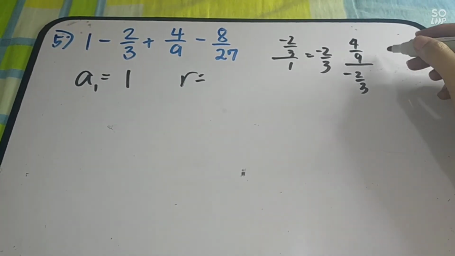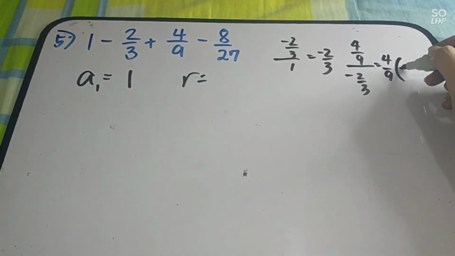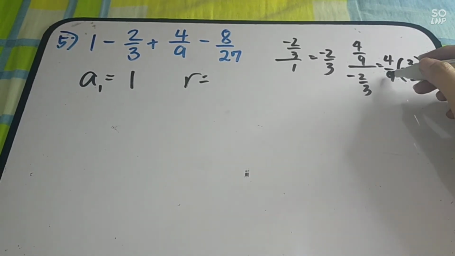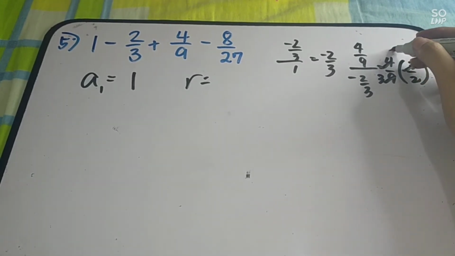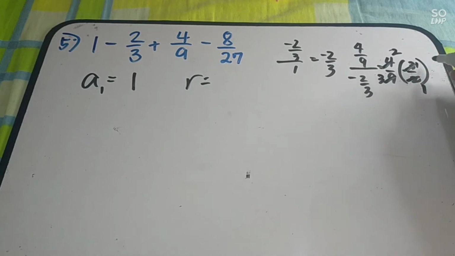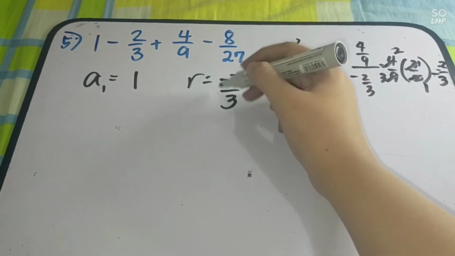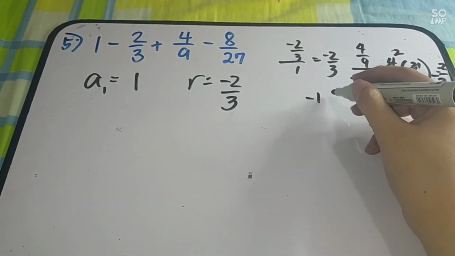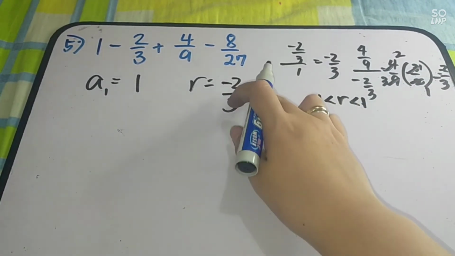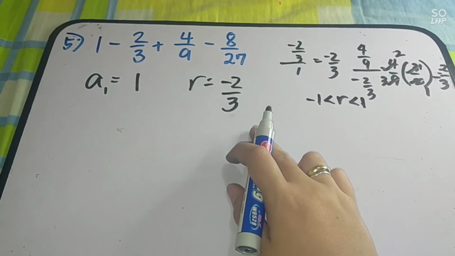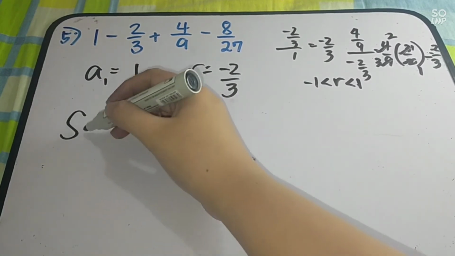So, let us find the reciprocal. So, you have here 4 over 9 times negative 3 over 2. So, we have here, ito magiging 1, ito magiging 3, ito magiging 2, then this one magiging 1. So, we have here negative 2/3. So, that is your common ratio, negative 2/3. So, since nakapaloob siya kay negative 1, and then positive 1, ayan, negative 1 to positive 1, negative 2/3. So, therefore, there is a sum of this one. So, may sum siya. So, we can compute for the sum of the infinity.